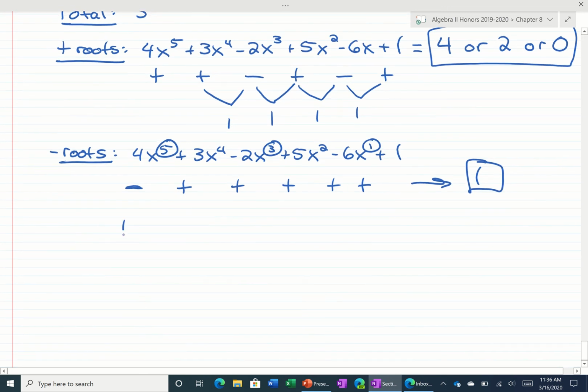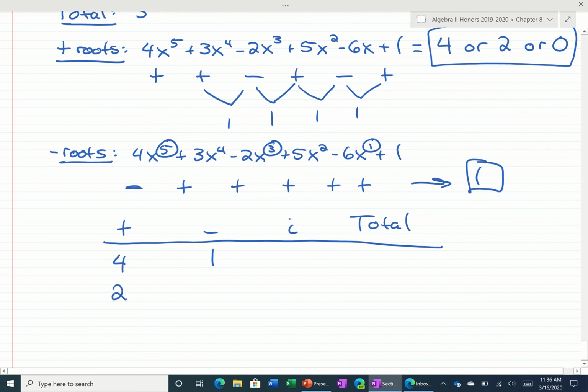When we go to make our chart, we're going to have number of positive, negative, imaginary, and total roots. Positive, there could be 4 positive and 1 negative. There could be 2 positive with 1 negative. You want to make sure you combine all the different combinations. If there's 0 positive, there might be 1 negative. Total, there's supposed to be 5. So the way that we figure out how many imaginary is how many more do we need. Well, if there's 3, there would be 2 more. 1 would give us 4.